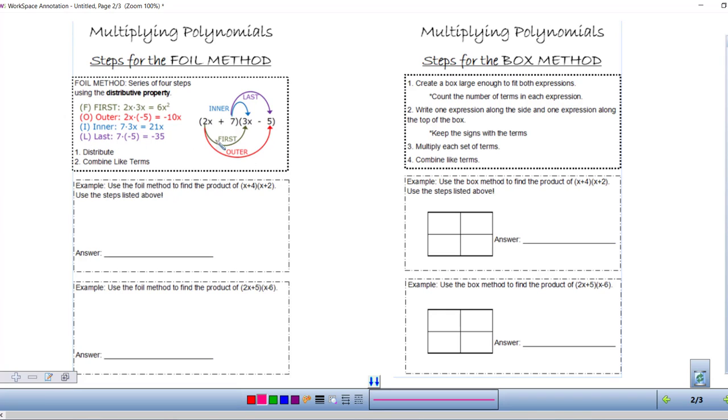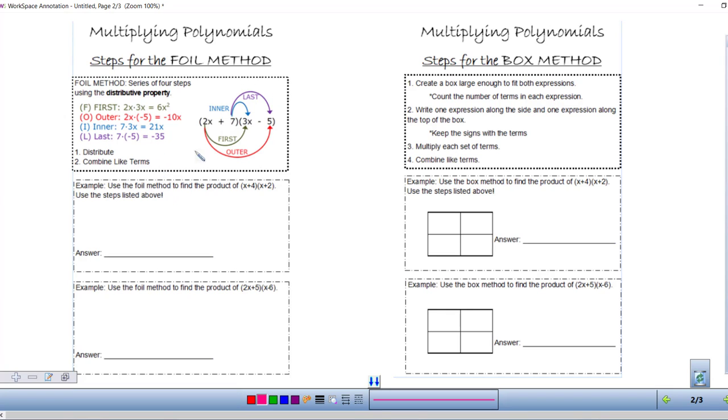You can kind of see from this example, first term times the first term. Outer would be the two on the outside. Inner, the two on the inside. And last would be the last term from each of the parentheses. So we have to multiply all four of those parts. It's basically like distributing, but distributing the 2x and distributing the 7, so it's kind of double distributing, and then we have to combine like terms.